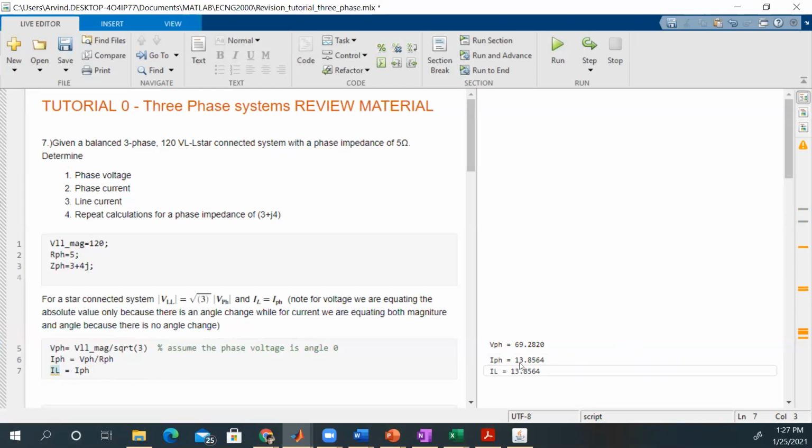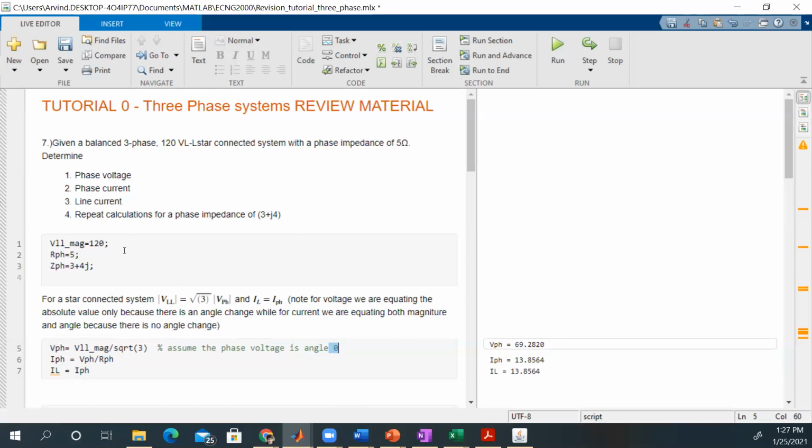That works out to be 13.85 amps, and I line is equal to I phase, and that is 13.85 amps. There is no angle here because this is a resistive load, R phase, and we assume the angle is 0, right? So then there will be no angle here. This is 13.85 at angle 0. Good. What else do we have to find?